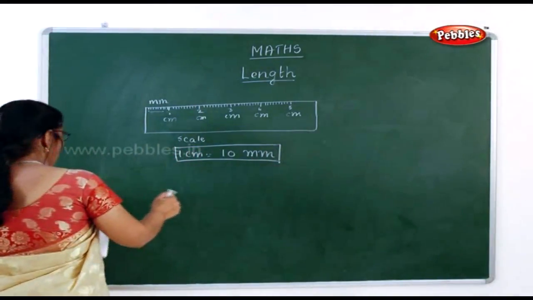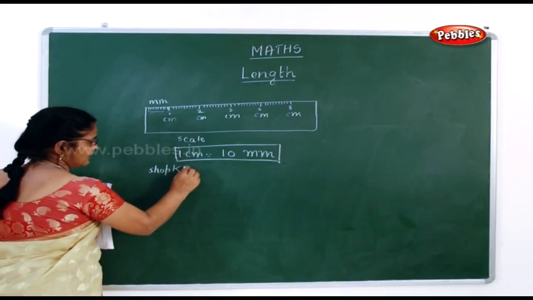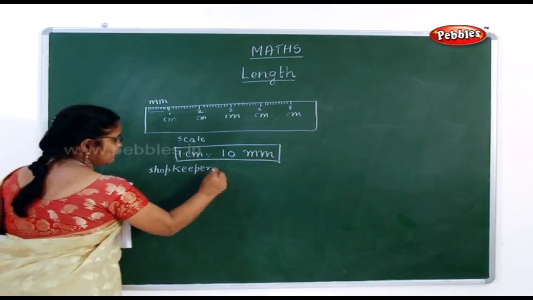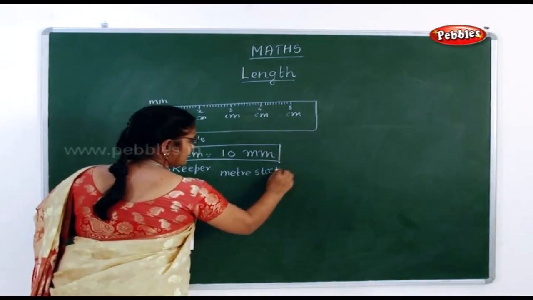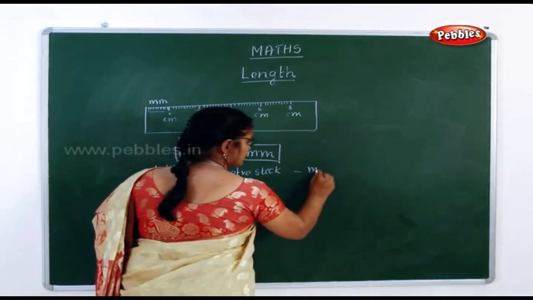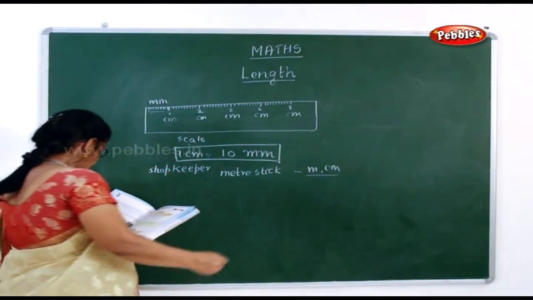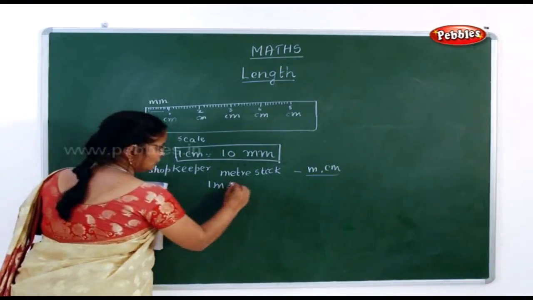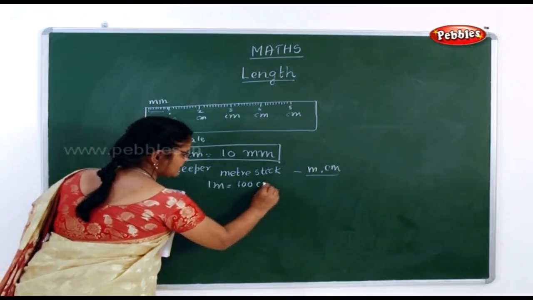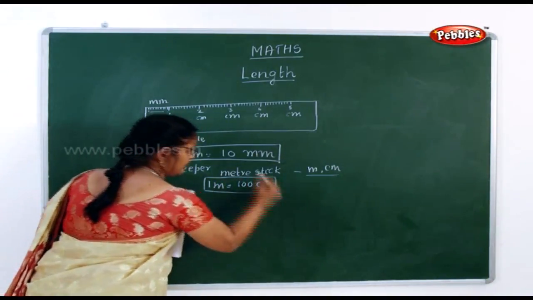Now, next one, you must have seen the shopkeeper. What does the shopkeeper have in his hand to measure a cloth? He will use a meter stick. In that meter stick, you will find meters and centimeters. So, if you want to buy 1 meter of cloth, 1 meter is equal to 100 centimeter.